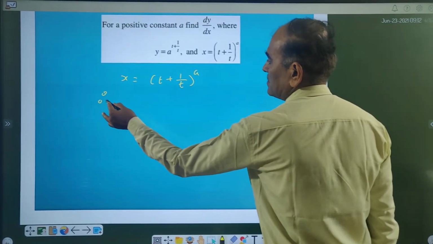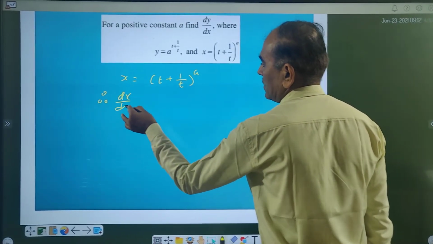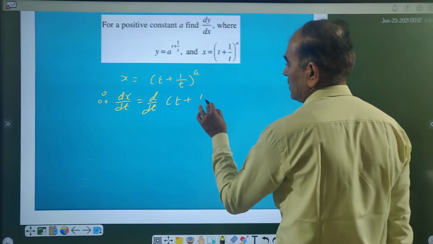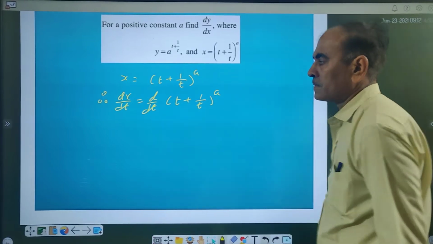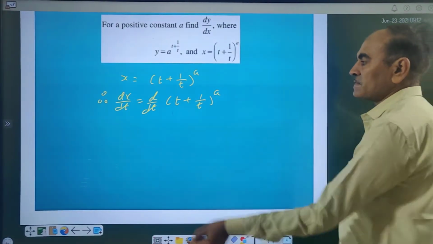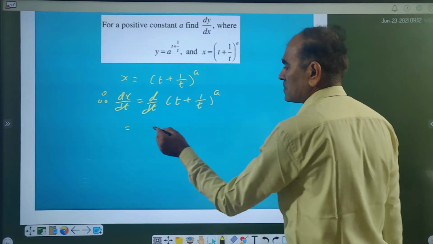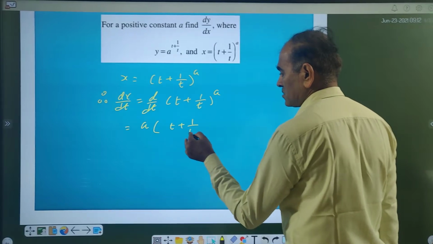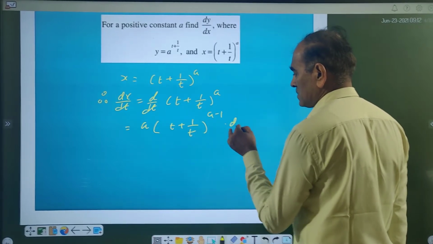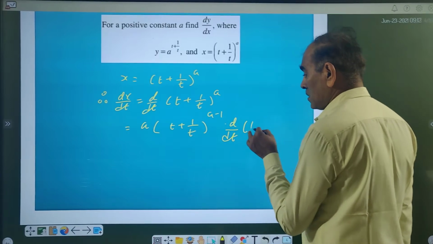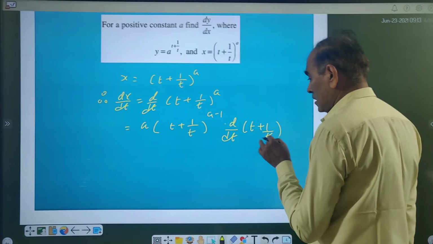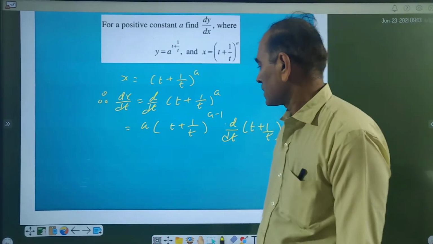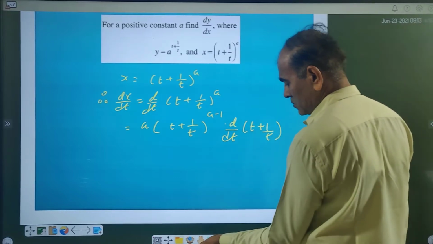So what happens here? dx by dt is equal to d by dt of (t plus 1 by t) raised to a. Some function raised to a constant a gives a times that function raised to a minus 1, times d by dt of the function. Why d by dt? Because here we are differentiating with respect to t.